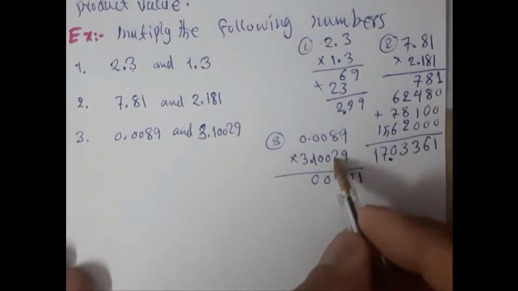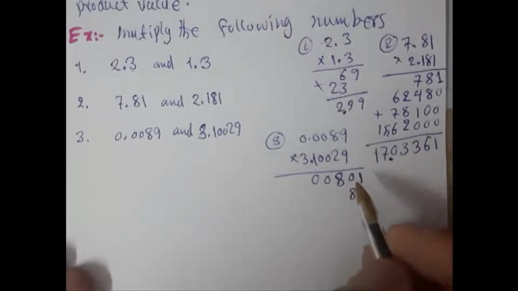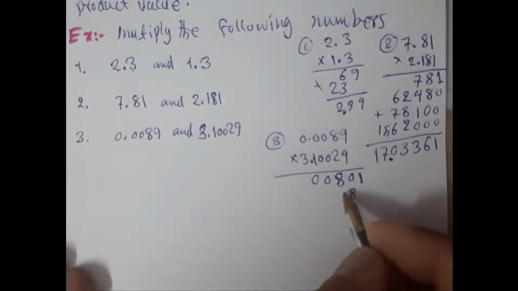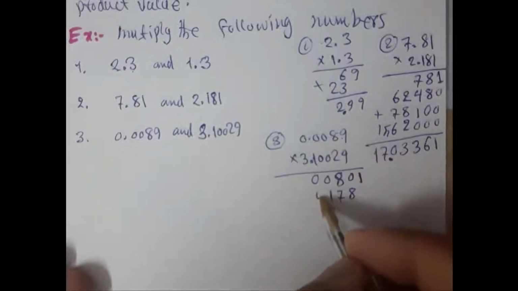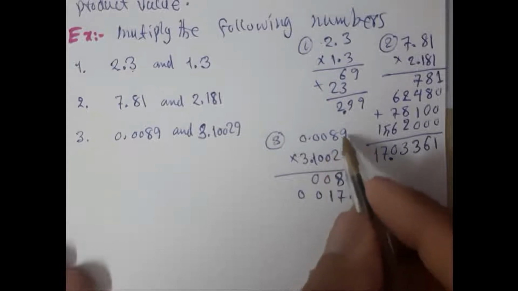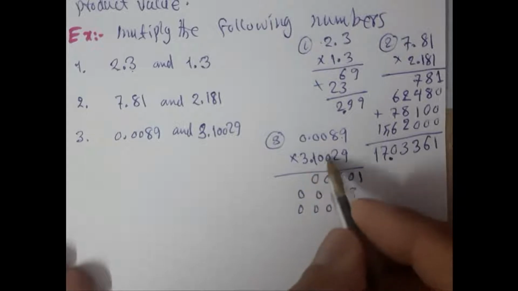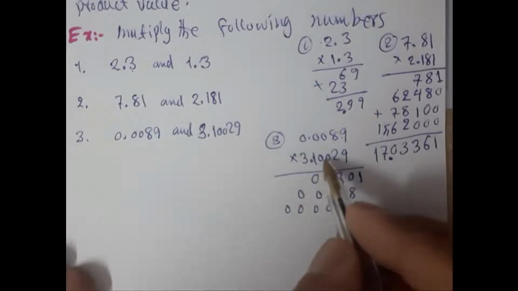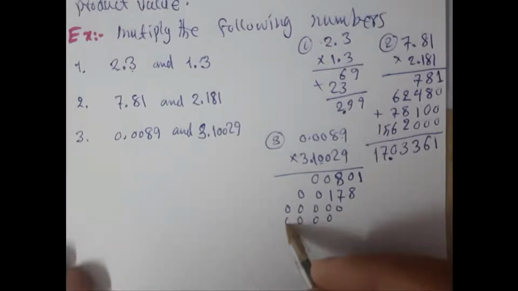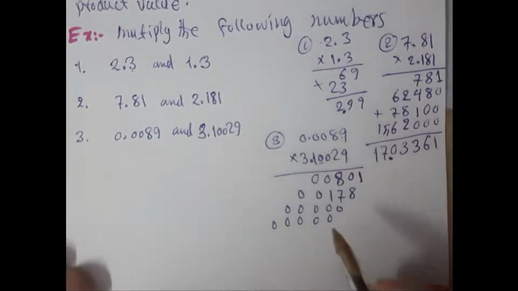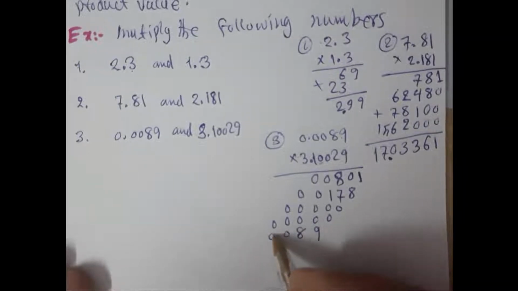Next number 2. 2 times 9 is 18. 2 times 8 is 16. 16 plus 1 is 17. 2 times 0, 2 times 0, 2 times 0. 0 times 9 is 0. Also 0. Next, 0 times 9, 0 times 8, 0. 1 times 9 is 9. 1 times 8 is 8. 1 times 0 is 0.